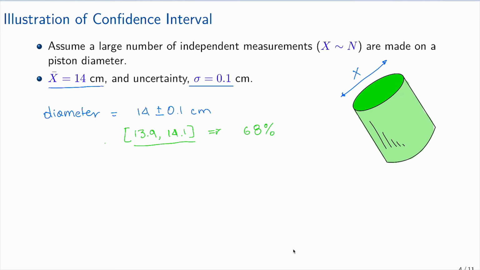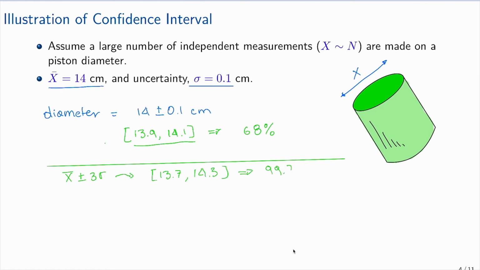In the same way, if we decide to choose 3 sigma instead of 1 sigma, we can describe the interval x plus or minus 3 sigma, which will correspond to 13.7 to 14.3, and now we can say that we are 99.7% confident that the true value is between this interval.